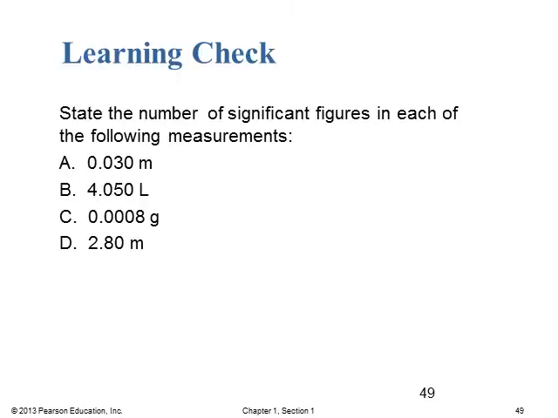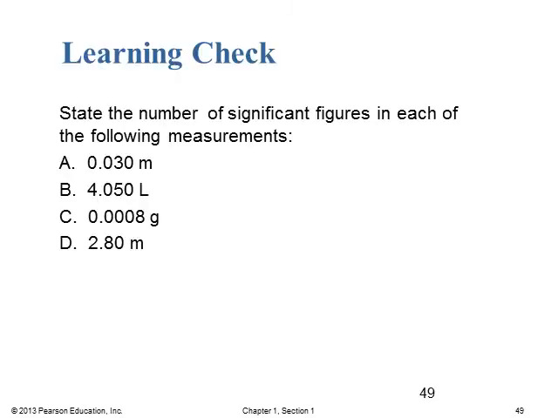In part C, we have those leading zeros again, and those zeros are in the decimal, but they are before any non-zero digit, so they are before the 8. And so all of those zeros are insignificant in part C. So there's only 1 significant figure in part C.